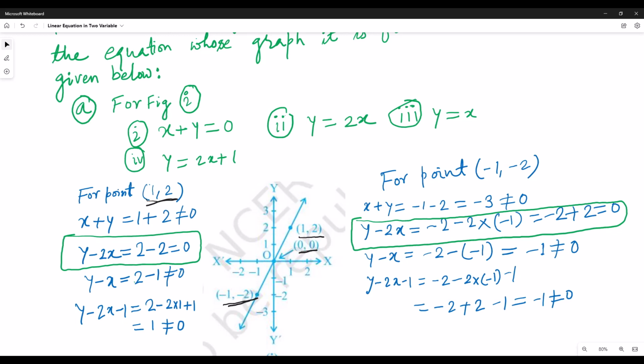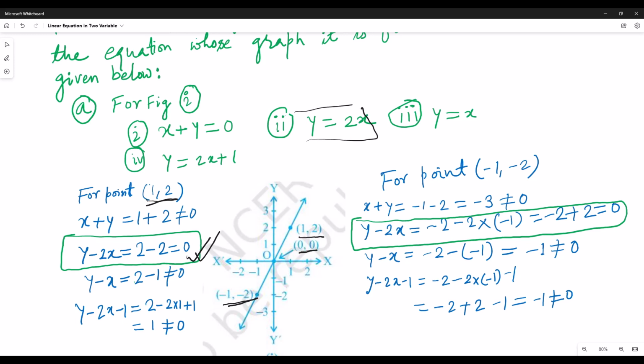So 1, 2 does, so this line, this graph cannot be x plus y is 0, because for 1, 2 this is not true. This y equals to 2x. Okay, so we will put y as 2 and x as 1. So y minus 2x is 0, so this is true. So at least 1, 2 lies on y equals to 2x.